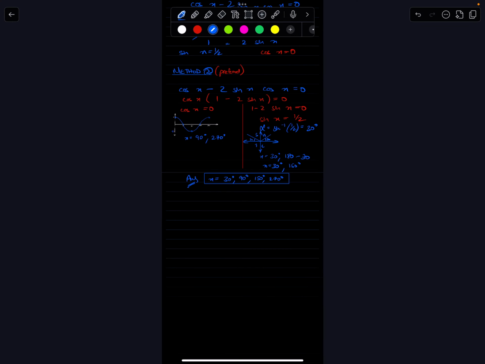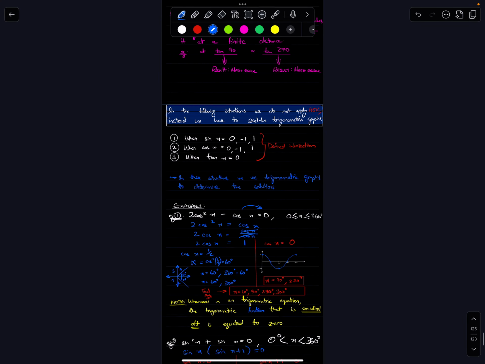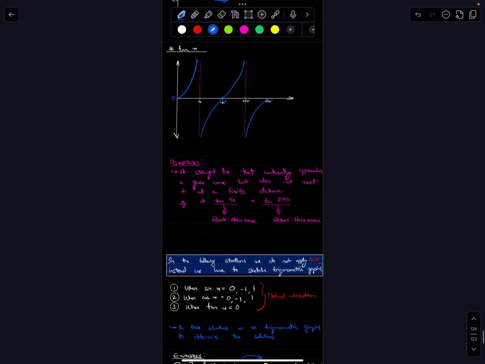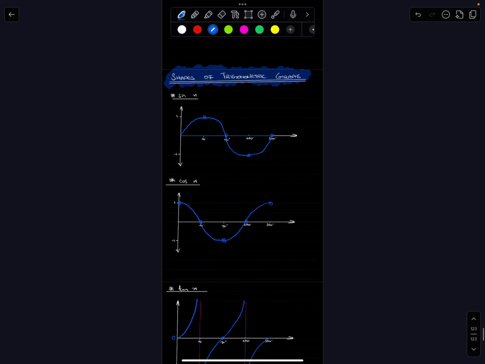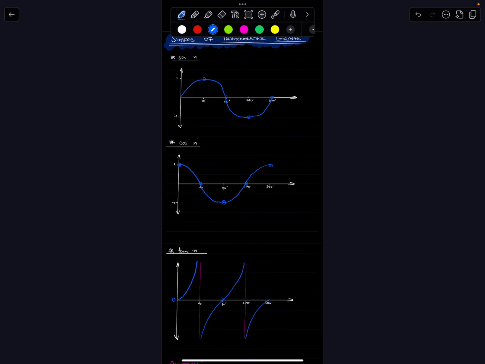And these are a few of the situations when you never need to apply ASTC, instead make a graph, any one of these graphs.